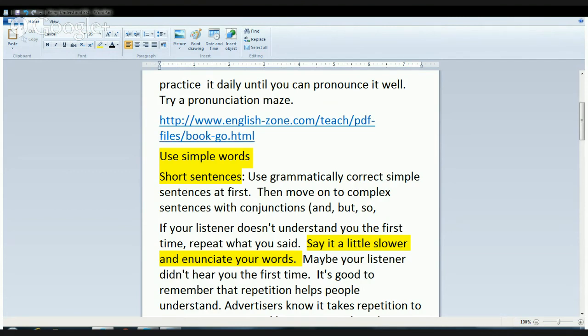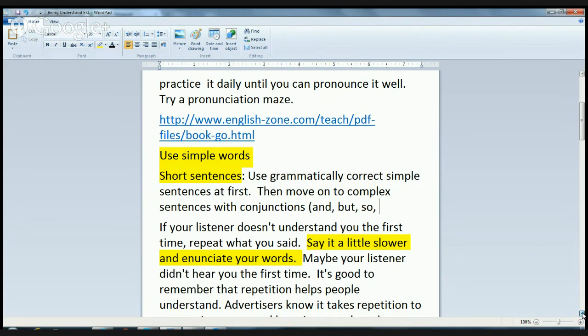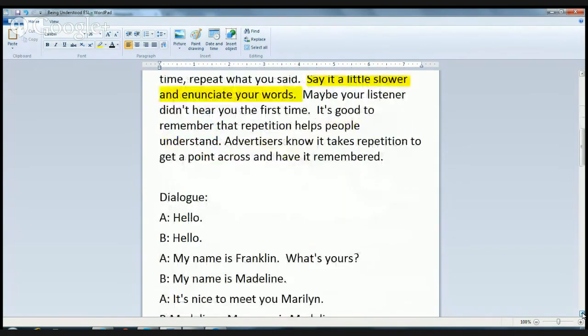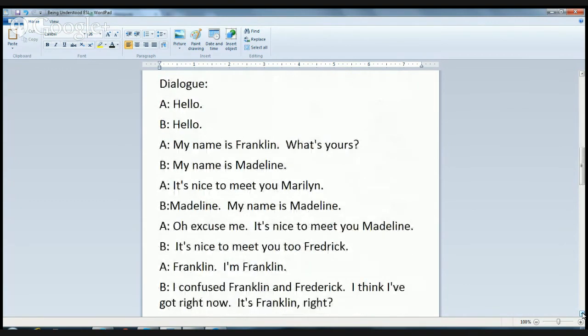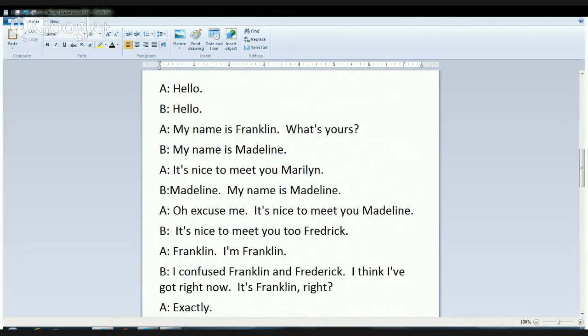Now, it's something that advertisers use. Advertisers repeat the same things over and over again. And the thing is, we tend to remember what we see and hear in advertisements. All right, let's try a little dialogue. Let's put this into practice and see if we can understand this technique. Let's have Ava, can you read person B? And then Rafa, can you read person A? Let's try that dialogue.